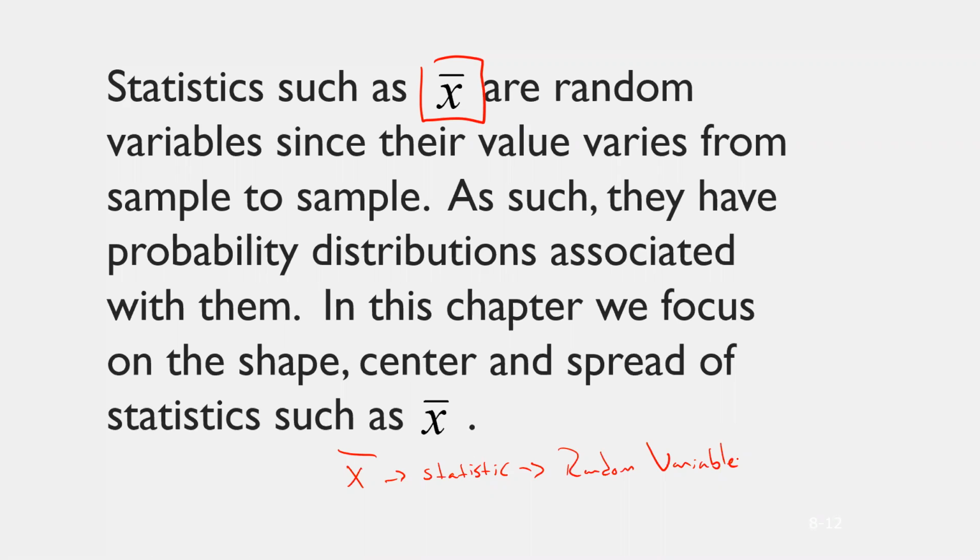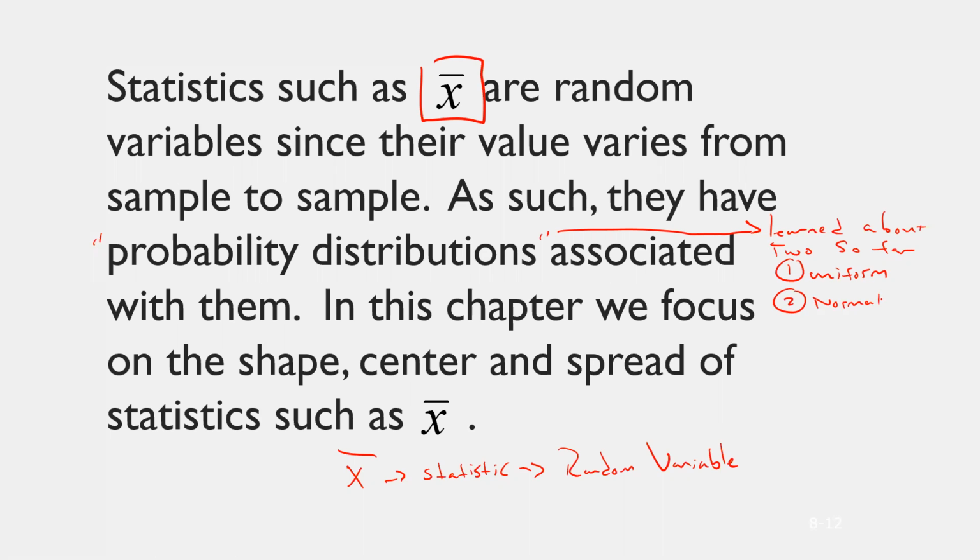Okay, we'll move on. All right, so as such, they have a probability distribution associated with them. Okay, so statistics have a probability distribution. Okay, so we've learned about 2 probability distributions in this class. We've learned about the uniform probability distribution, and we've learned about the normal probability distribution.